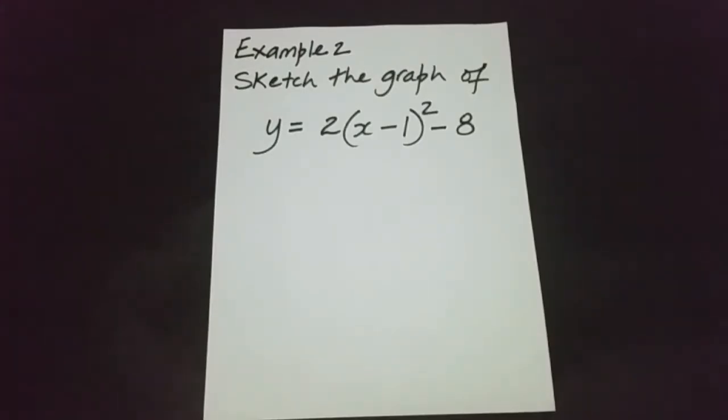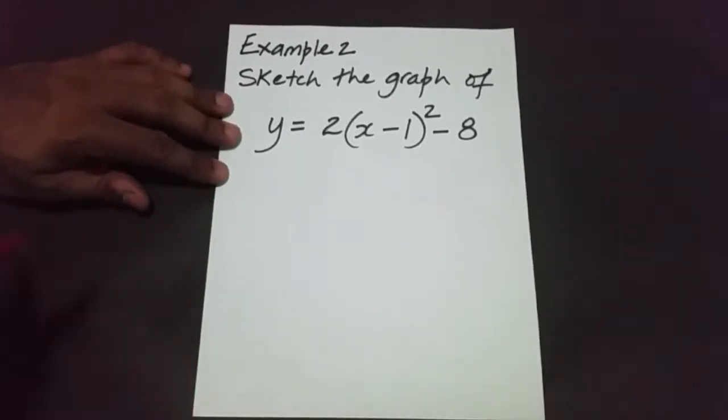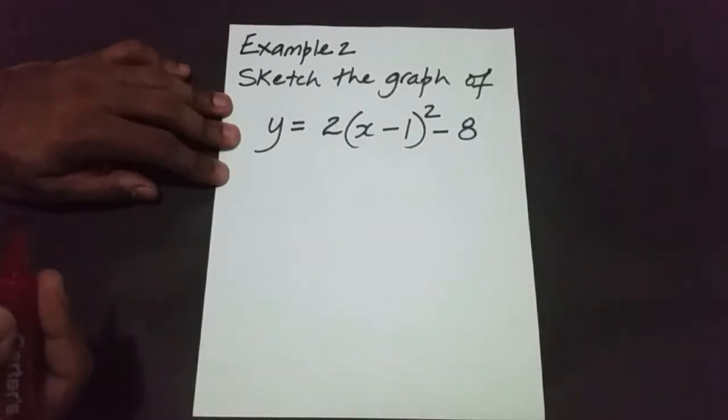Alright guys, welcome back, and we're looking at a second example. Here we're asked to sketch the graph of y equals 2(x minus 1) all squared minus 8. Now, unlike last class example where we're given the quadratic equation in the general form, so to speak, here we have the completed square form.